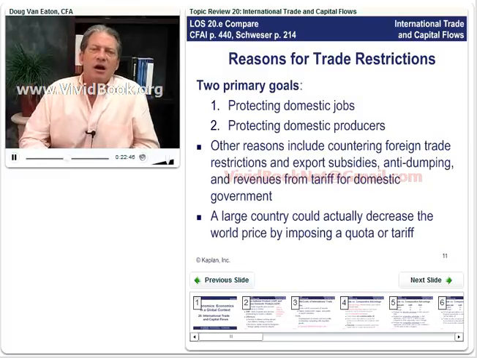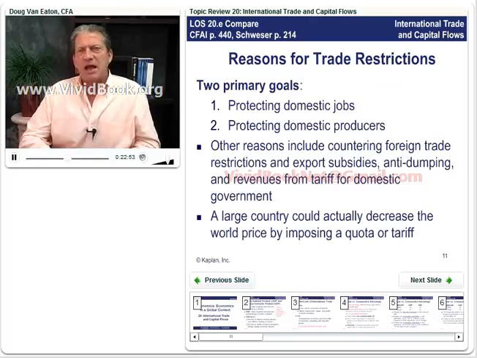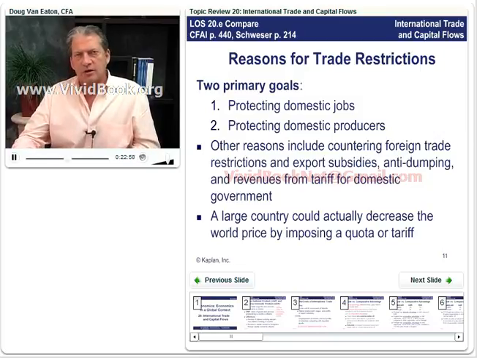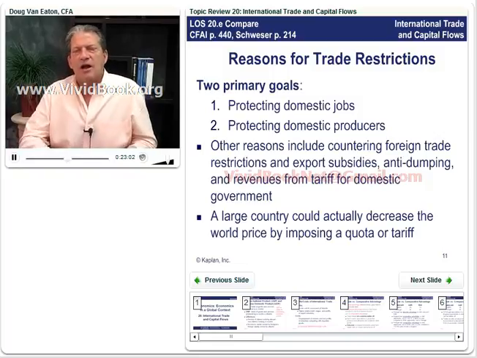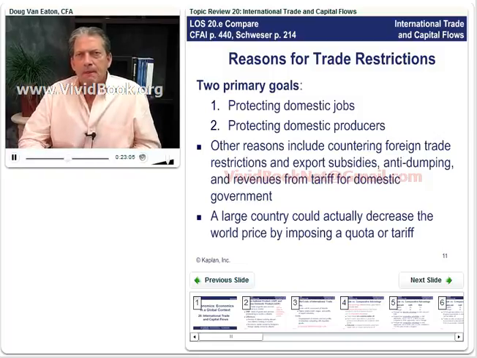Now, there are some other reasons given. Countering foreign trade restrictions and export subsidies. Well, this is back and forth, right? If one country is subsidizing its production of agricultural goods and they're exporting to another country, agricultural workers in that second country are going to be made worse off. The price comes in lower because of this government subsidy to the exporters or the growers in that country.